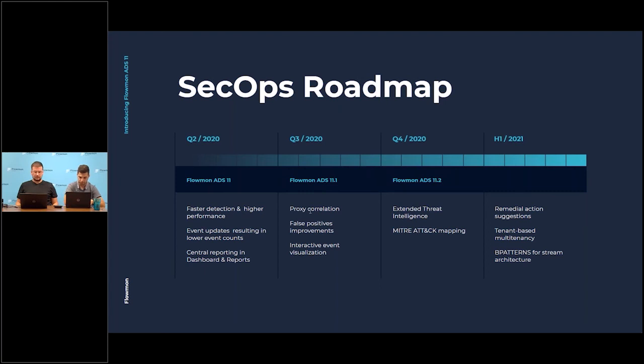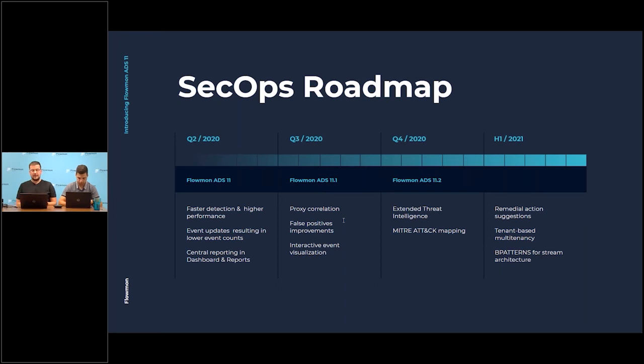All right, so the next coming version is Flowmon ADS 11.1. This will be ready in Q3 in beta, and the major things there are the proxy correlation. If you are our customers, you probably know that there is proxy correlation in ADS 10. However, we need to re-implement it for the stream architecture, so this is the reason why it's there. Another thing is false positive improvements, also based kind of on the stream architecture. We want to improve how it behaves to be more intuitive, how the false positive rules are matched or how they are counted in statistics.